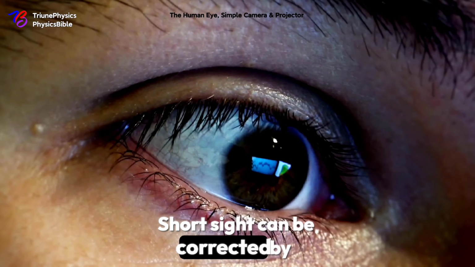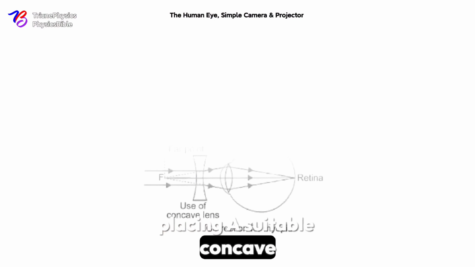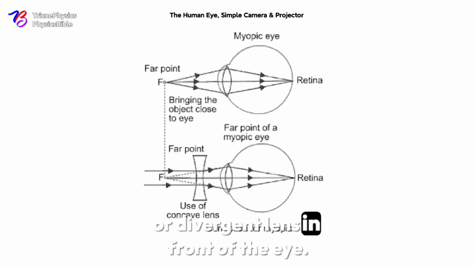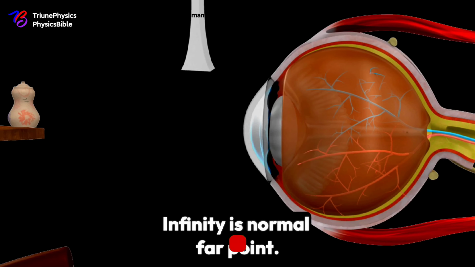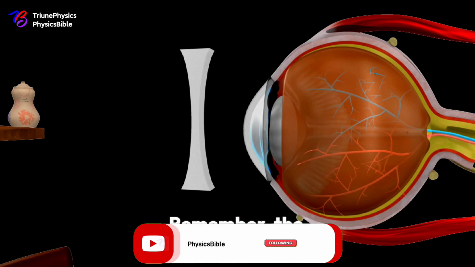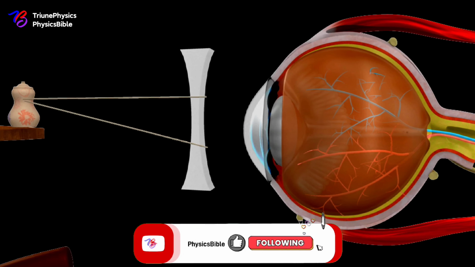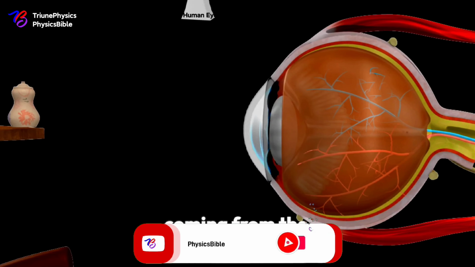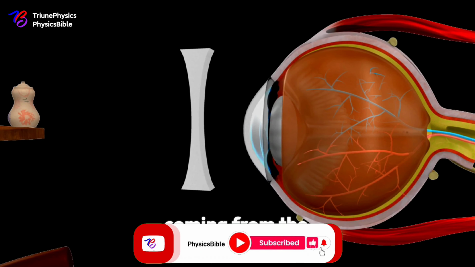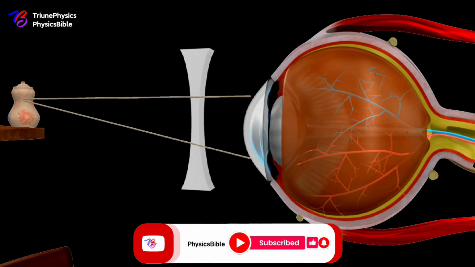Short sight can be corrected by placing a suitable concave or diverging lens in front of the eye. F is his far point, infinity is normal far point. Remember, the diverging lens diverges the rays from a distant object and makes them appear to be coming from the person's far point. Now the simple camera.